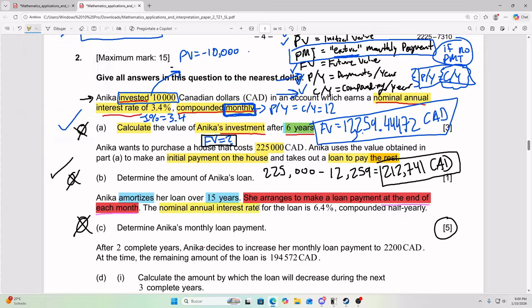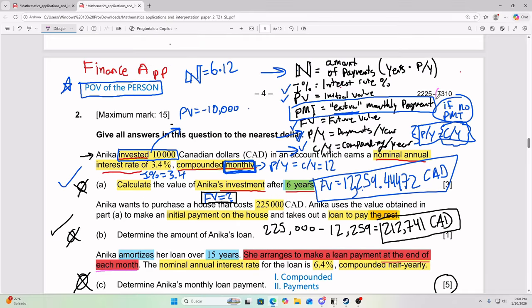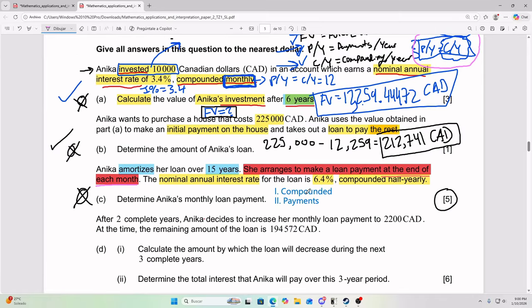and later on it also tells you that there's an annual interest rate of 6.4 and compounded half yearly, think about it this way. You have two components. Your first component, which is your classic, is the compounding, and your second one is these payments. Earlier we only had compounded monthly, which is when we had this scenario: no PMT, PY equals CY. In part C, we have the compounded half yearly, but we also have these payments they're mentioning here, which conveniently will always say something like at the end of each month.